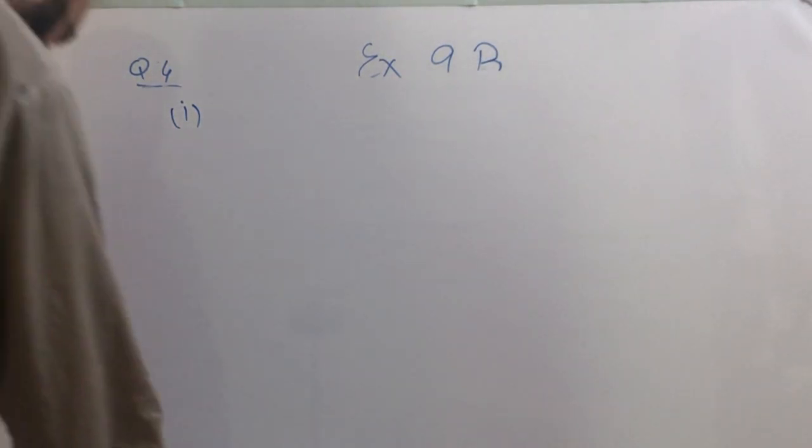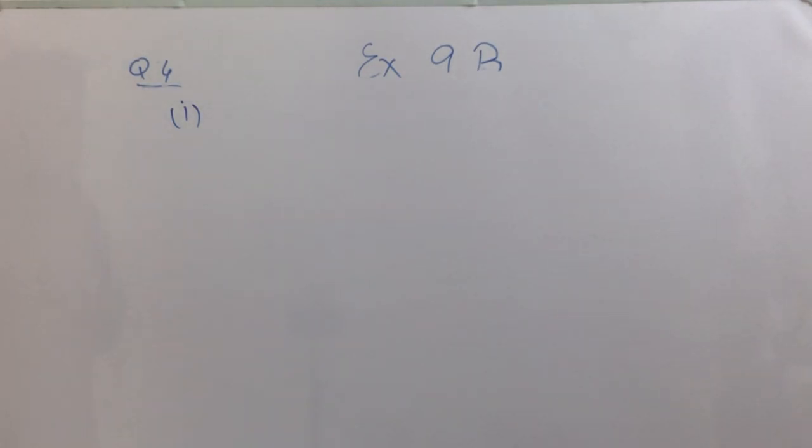Bismillahirrahmanirrahim. We'll be doing question number 4, exercise 9b, chapter 9, ratio, rate, time and speed. It says Michael has to pay $39 for 650 minutes of outgoing calls.